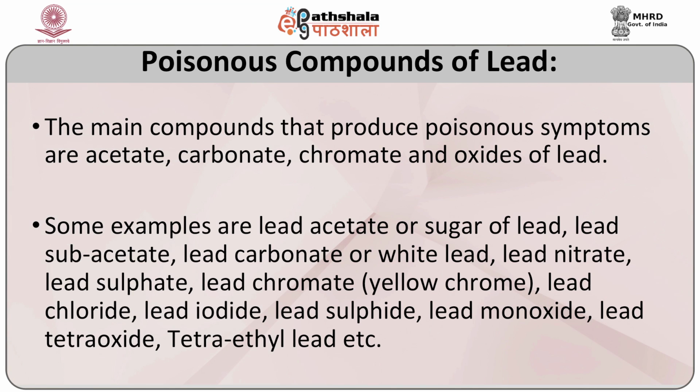Poisonous compounds of lead. The main compounds that produce poisonous symptoms are acetate, carbonate, chromate and oxides of lead. Some examples are lead acetate or sugar of lead, lead subacetate, lead carbonate or white lead, lead nitrate, lead sulfate, lead chromate, which is also known as chrome yellow, lead chloride, lead iodide, lead sulfide, lead monoxide, lead tetroxide, lead ethyl, etc.